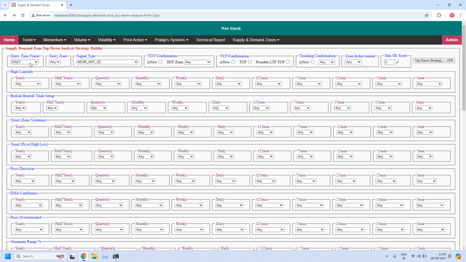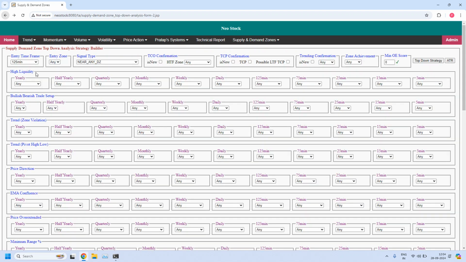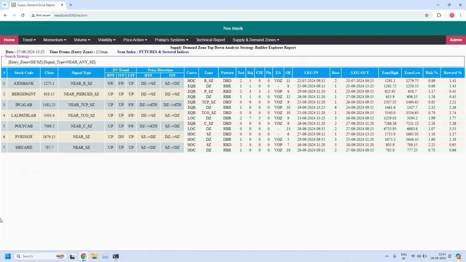Okay, next time frame is 125 minutes. So let us find the stocks near 125 minutes demand zone. 10 stocks are filtered. So next, for 125 minutes time frame, let us find the stocks near 125 minutes supply zone. 7 stocks are filtered.